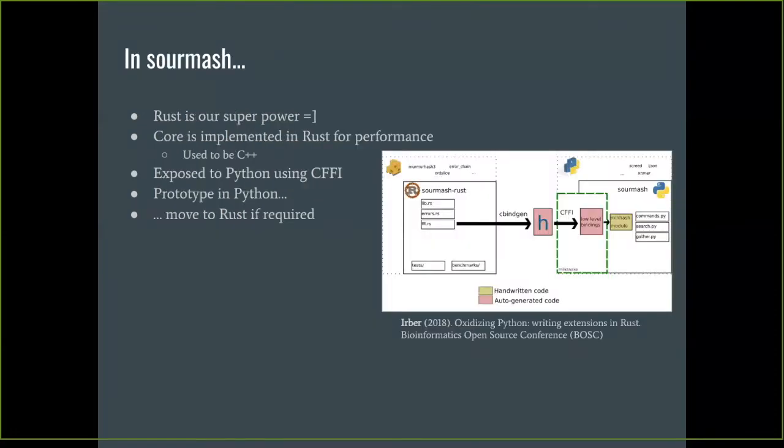In the sourmesh case, Rust is our superpower for making stuff fast, because the core of sourmesh is implemented as a Python extension in Rust. It used to be C++ before, but I'll discuss later why we changed. And it's exposed to Python using CFFI, which is a pretty cool library also, if you want to check. The way that we make stuff fast in Python is that we do prototypes on the Python side, and then if it's not fast enough for our use cases, we move it to Rust and then expose a new function to be called from Python.